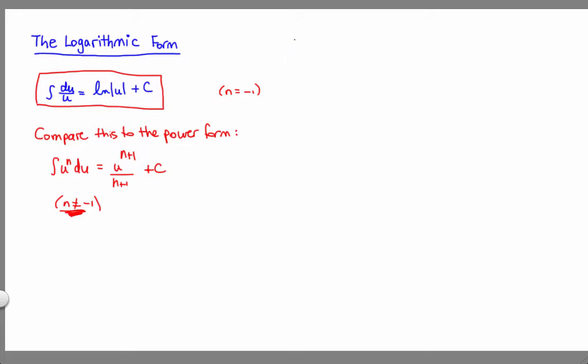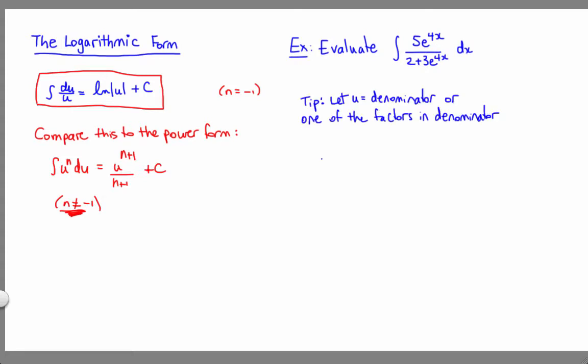So let's do a couple examples of this logarithmic form. First example. Here's a tip for getting your integral into logarithmic form. Typically we let u equal either the entire denominator or one of the factors in the denominator. So in this example here, let's let u equal the entire denominator. We're going to take u equals 2 plus 3e to the 4x.